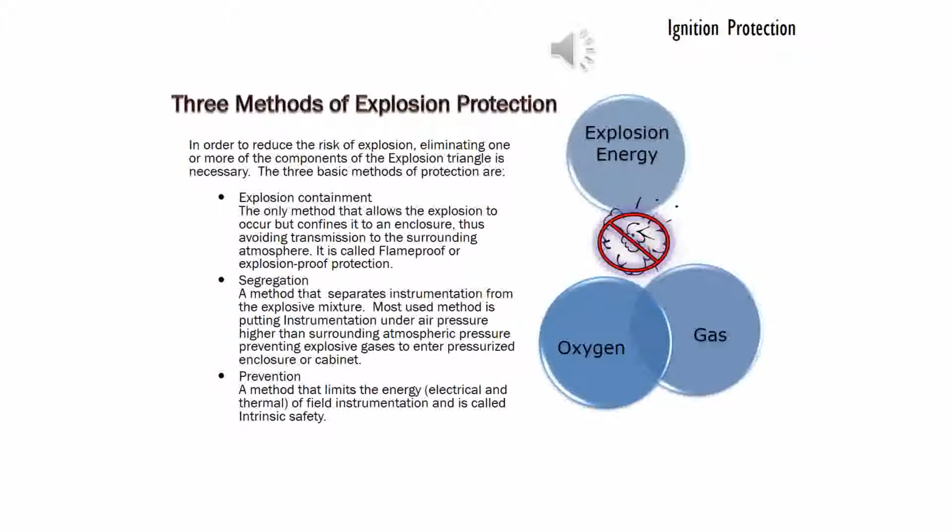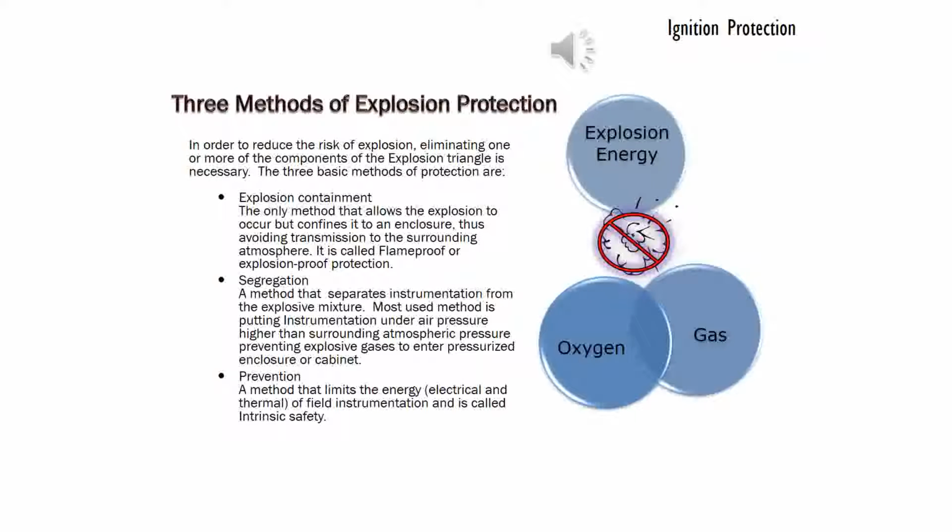3 methods of explosion protection. In order to reduce the risk of explosion, eliminating one or more of the components of the explosion triangle is necessary. The 3 methods of explosion protection are: explosion containment, the only method that allows the explosion to occur but confines it to an enclosure, thus avoiding transmission to the surrounding atmosphere. It is called flame-proof or explosion-proof protection.